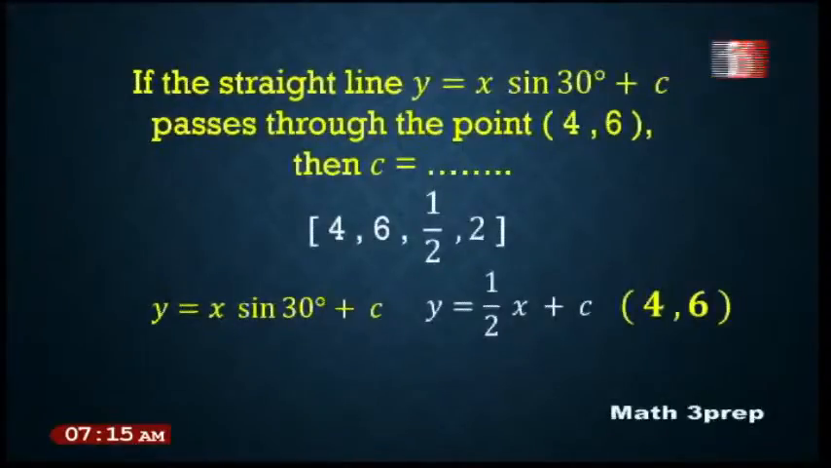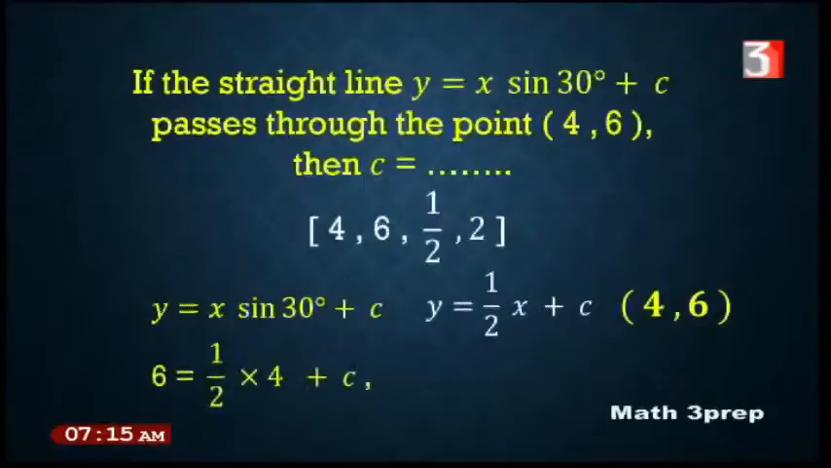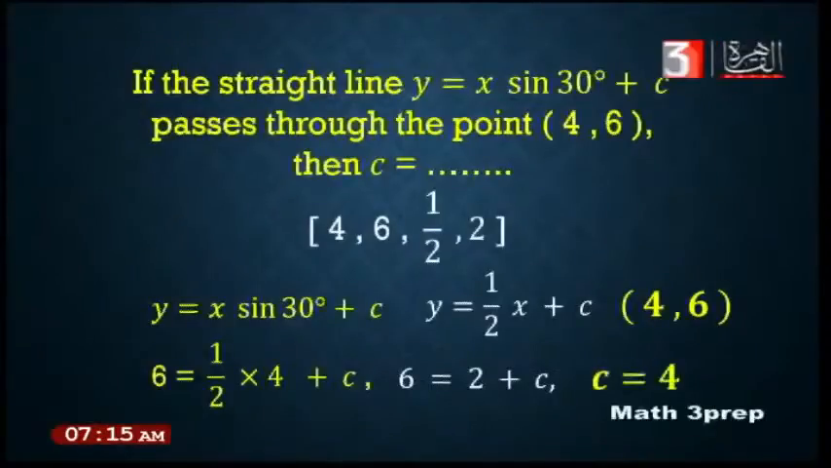You are going to substitute by the point through which the straight line passes, which is the point (4, 6). By substituting the value of x as 4 and the value of y as 6, you are going to find that 6 equals half times 4 plus c. Then 6 equals 2 plus c, and the value of c will be 4, which is considered the first choice.